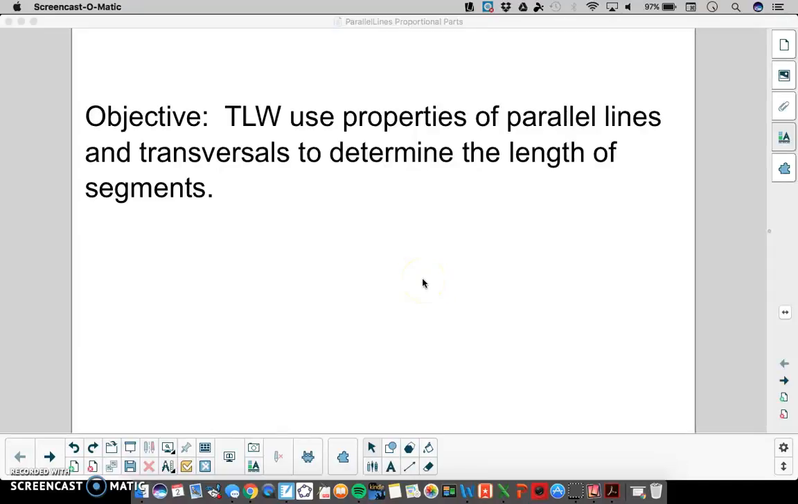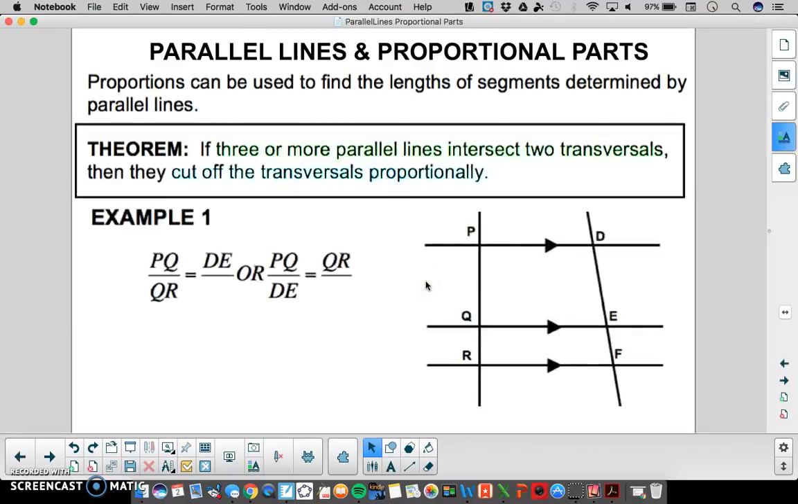In this video, we're going to use properties of parallel lines and transversals to determine the length of segments. When we have parallel lines crossed by a transversal, we create segments between those parallel lines. If we have 3 or more parallel lines cut by more than one transversal, we actually create proportional pieces.